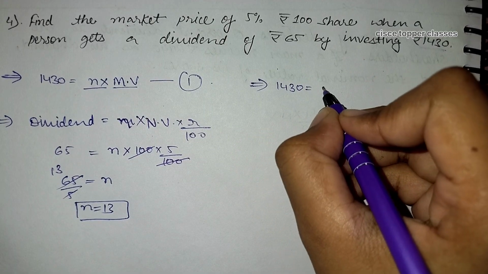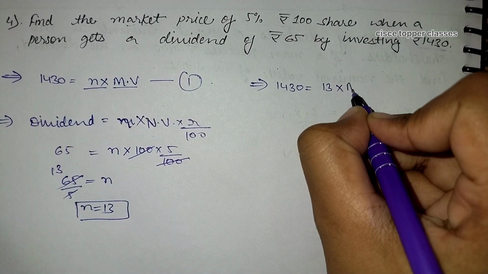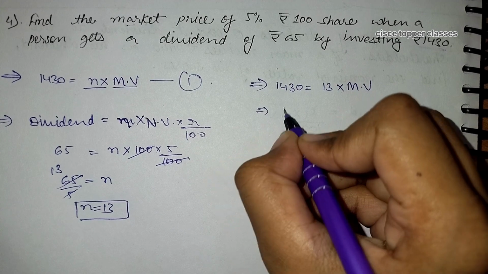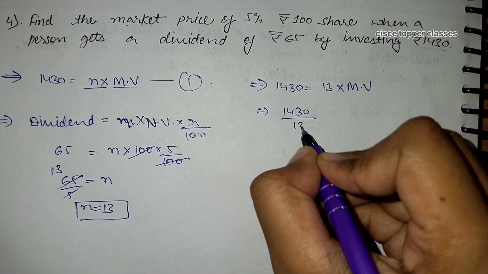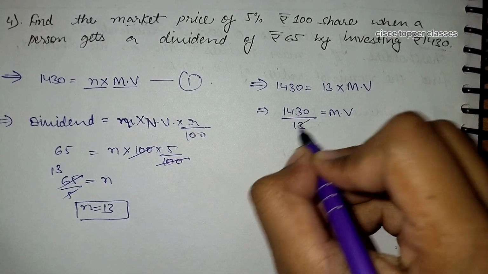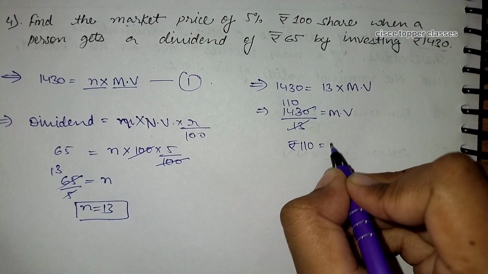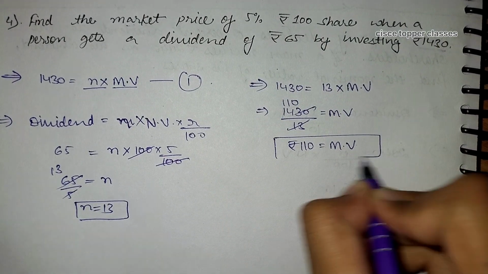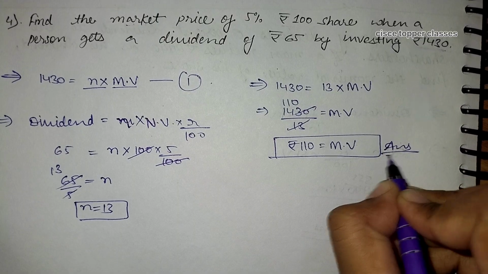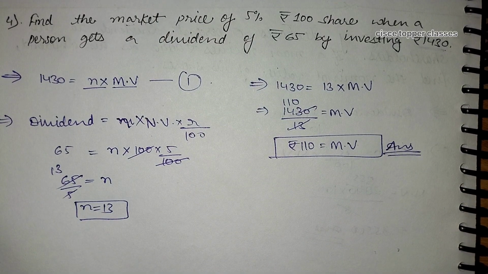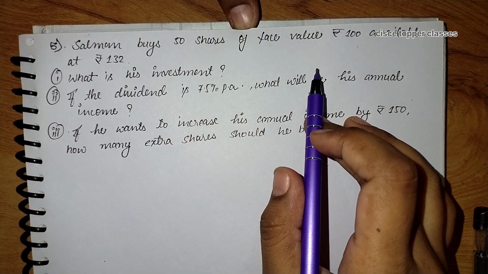So this will be 1430 rupees equal to number of shares 13 into market value. So we will divide this part. 1430 divided by 13 is equal to market value. This will be 110 rupees. 110 is equal to market value, and this is the final answer in this question. And this is the solution of question number 4. Now let us solve question number 5.